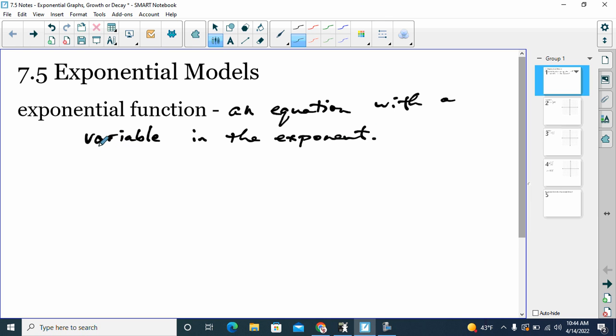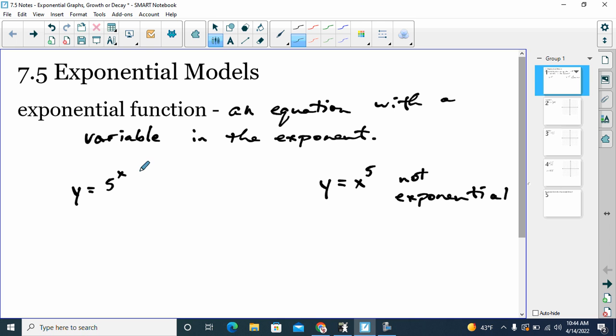So remember, a variable is a symbol, usually a letter, that fills in for a number, and it can change. Usually we use x and y as our variables. So notice the x needs to be in the exponent. Like y equals 5 to the x is an exponential equation because x is in the exponent, whereas y equals x to the 5th is not an exponential equation. Even though it has an exponent, the x is not in the exponent. So this is not exponential.